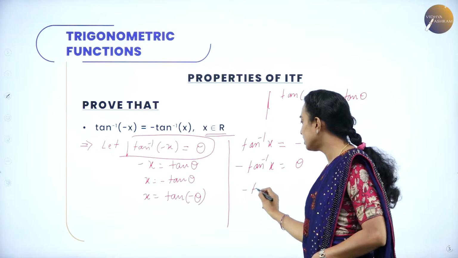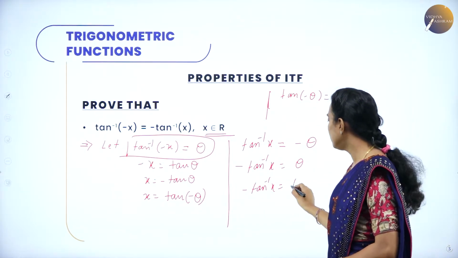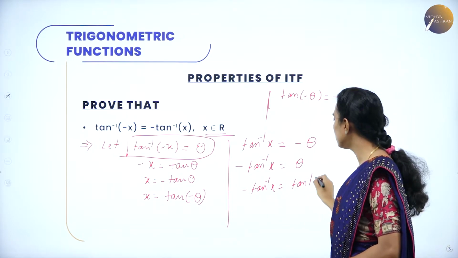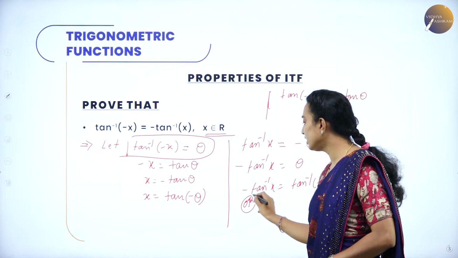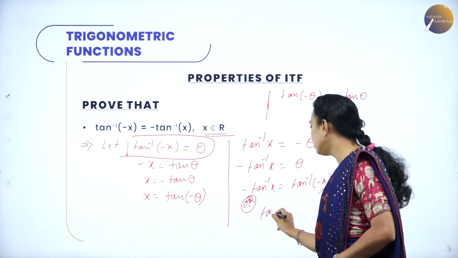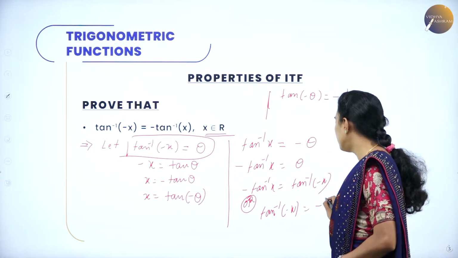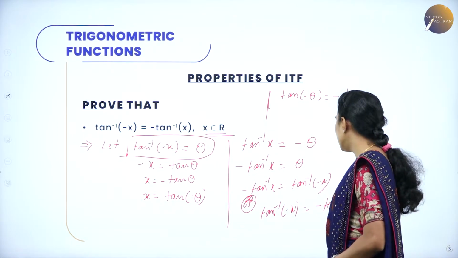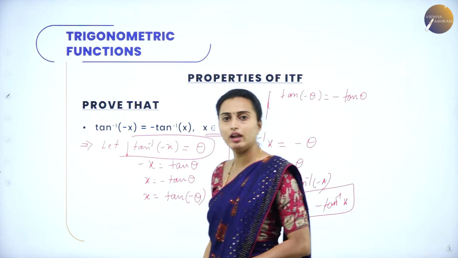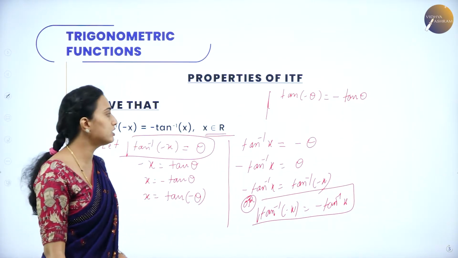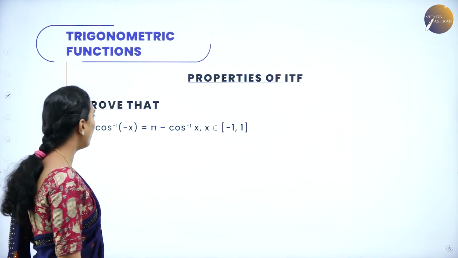So minus tan inverse x is equal to tan inverse of minus x, or I can write the property like this: tan inverse of minus x will be equal to minus tan inverse x for all x belonging to real numbers. This is the proof of this property. I think you understood, right? Next we'll be moving on to what?